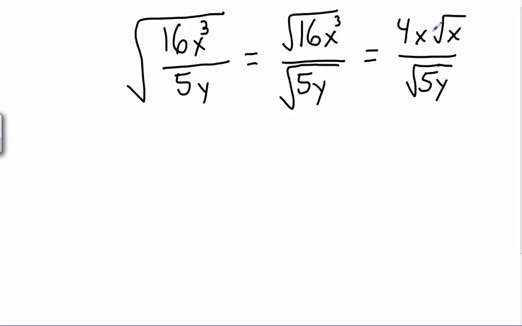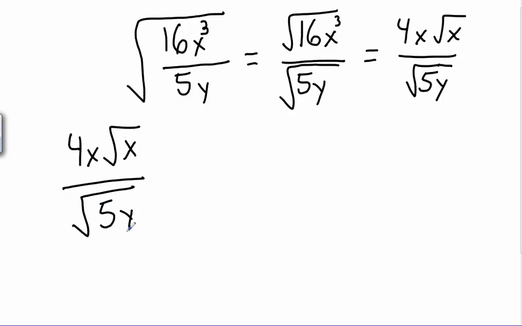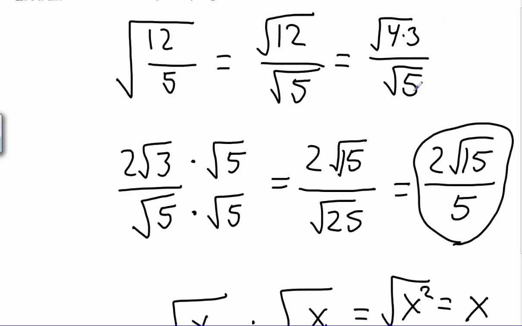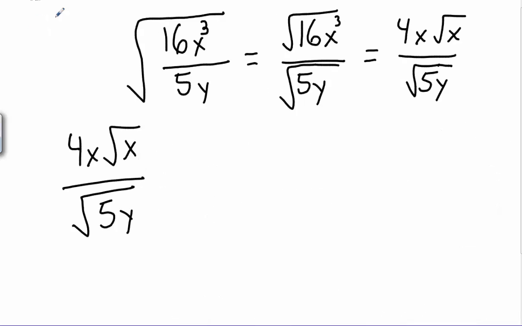Now, the numerator is okay. Denominator, not so nice, because we have a radical down there. So I'm just going to rewrite over here so I have more room. So it's 4x square root of x over square root of 5y. So now, just like in the last problem, when we have a radical in the denominator, multiply numerator and denominator by that same radical. Multiply numerator by radical 5y. Multiply denominator by radical 5y.